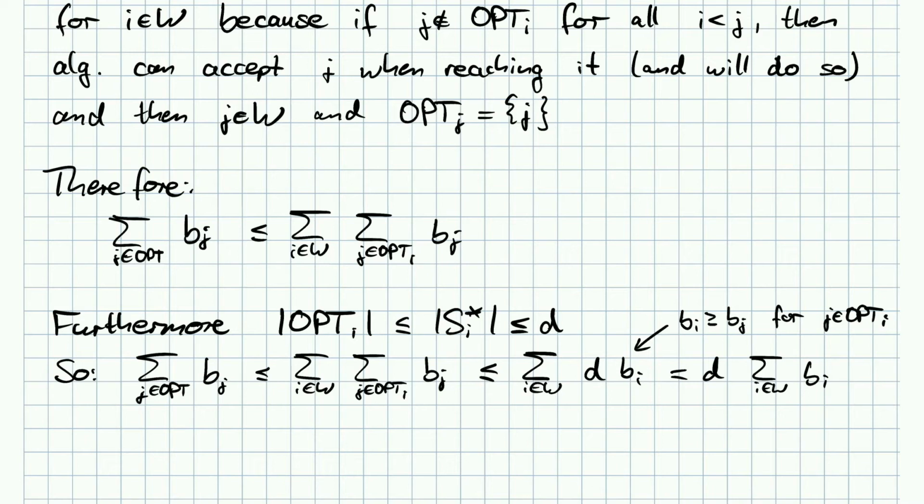Good. So what happened here? We used that every bidder can only block d bidders from the optimum, and also the bidders that it is blocking have a smaller bid than our own bid. And this is why we get this chain of inequalities. Good.